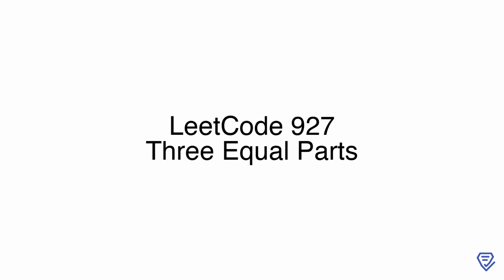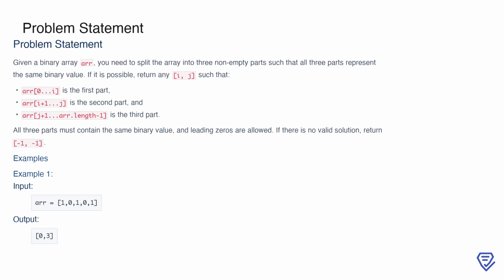Let's dive in. The problem asks us to split a binary array ARR into 3 non-empty parts, where each part represents the same binary value. To do this, we need to identify two indices, i and j, such that the array can be divided into 3 segments. The first segment consists of elements from the start of the array up to i, the second segment begins immediately after i and ends at j, and the third segment contains all elements starting just after j until the end of the array.